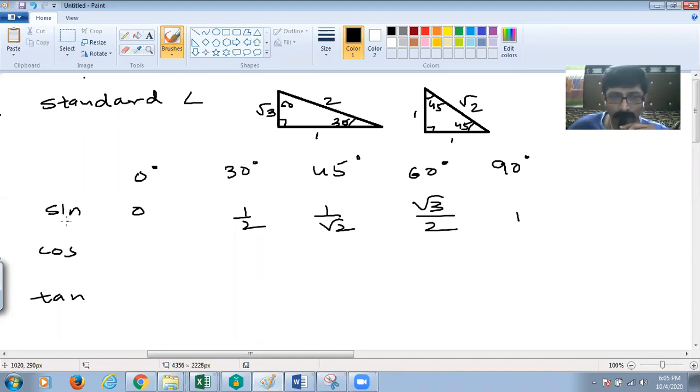If someone asks what is sine 0, it will always be 0. What is sine 30? It will always be half. Sine 45 will always be 1 by root 2. Sine 60 is root 3 by 2. Sine 90 should always be 1. So say once again together along with me and quickly write it down in your book. Sine 0 is 0. Sine 30 is half. Sine 45 is 1 by root 2. Sine 60 is root 3 by 2. Sine 90 is 1.